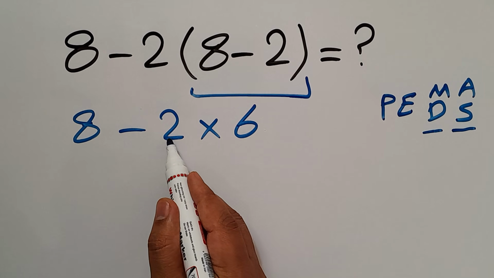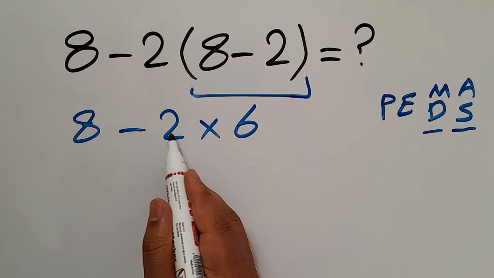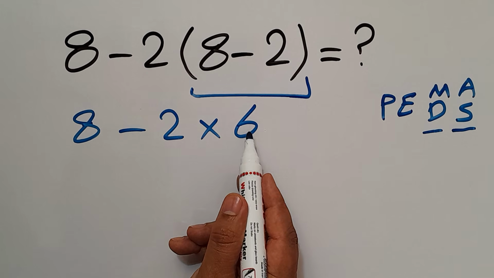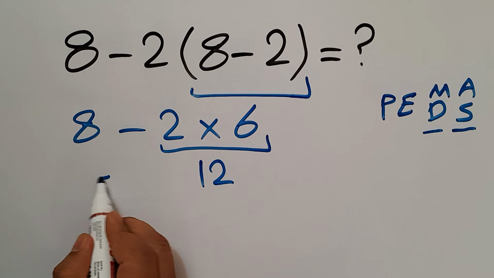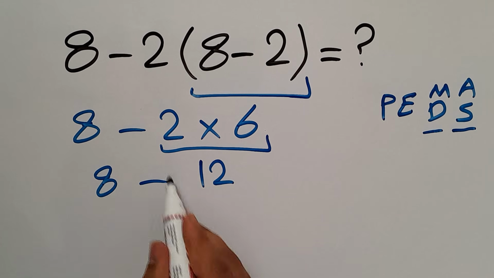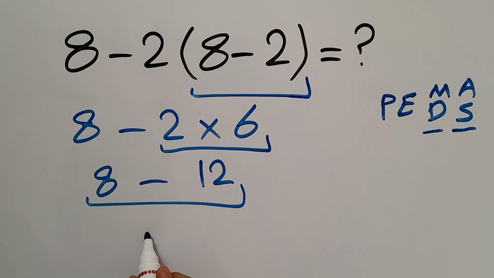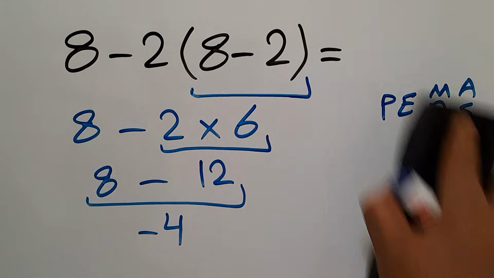So first we have to handle this multiplication. 2 times 6 gives us 12. So 8 minus 12, which equals negative 4. So our final answer to this problem is just negative 4.